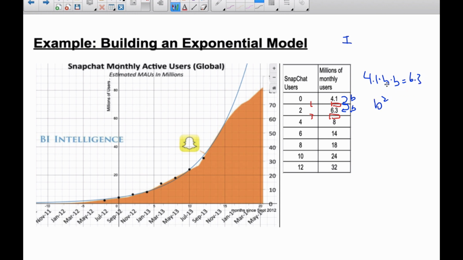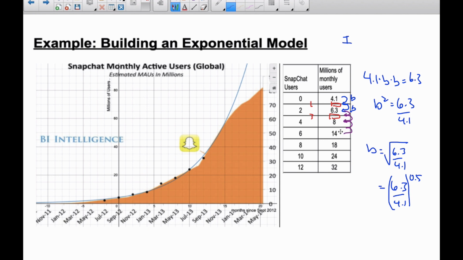So b squared, and then 4.1, I'm going to divide it over 4.1. And then I'm going to take the square root of b, 6.3 over 4.1. And also recognize that the square root is the same as going to the power of 0.5, or 1/2. And I can do this calculation here. But then I'm going to do it again. From 6.3 times b again to get 8, and then times b again to get 14, and so on and so forth.